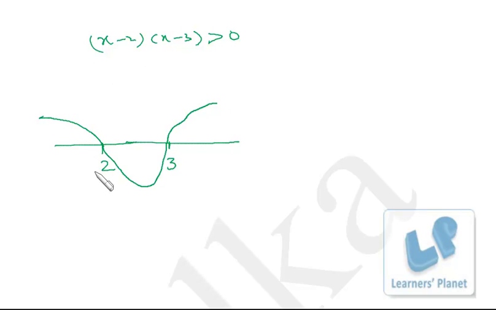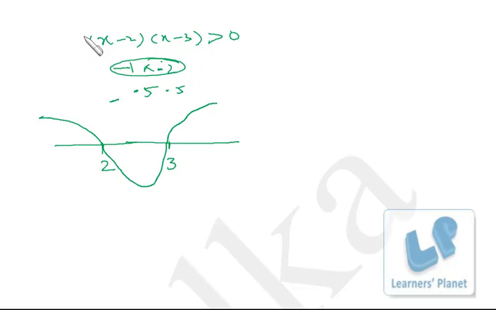You can take any example. Suppose I take a value less than 2, suppose I take 1. So it is 1 minus 2, that's minus 1, and 1 minus 3, that's minus 2. So minus 1 into minus 2 is greater than 0. And suppose I take any value between 2 and 3, suppose I take 2.5. So it is 2.5 minus 2, that's 0.5, and 2.5 minus 3, that is minus 0.5. So that's a negative value.